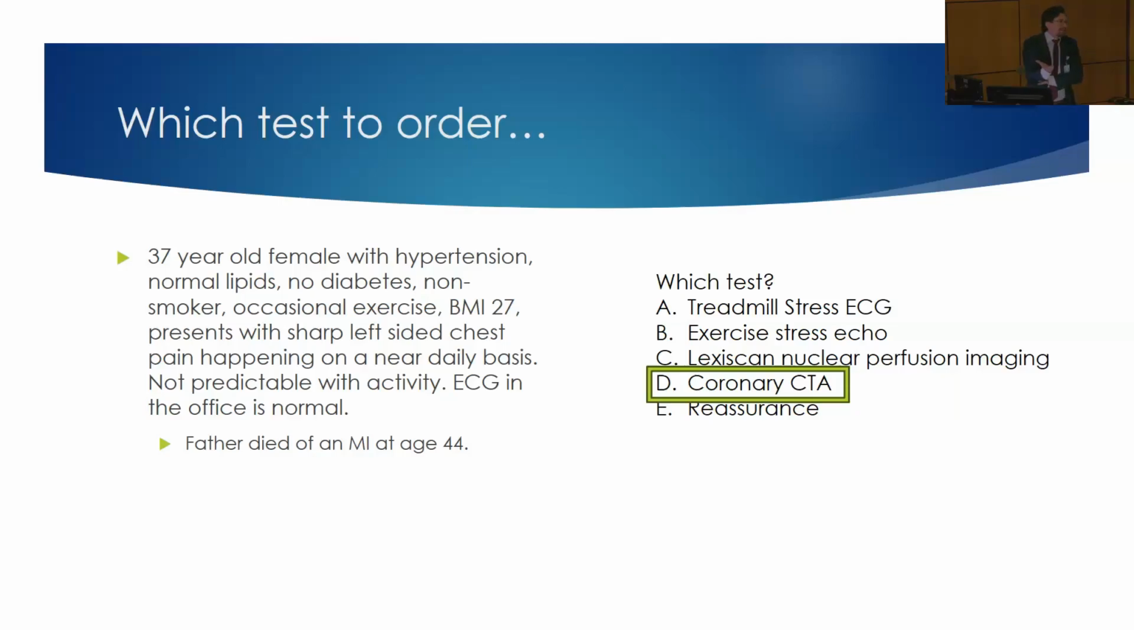And the physician might not be satisfied with that either. The next test is a Lexiscan nuclear perfusion study. The reason why that wouldn't be appropriate is because when a patient can exercise and do the treadmill stress test, it's contraindicated to do pharmacologic stress tests.